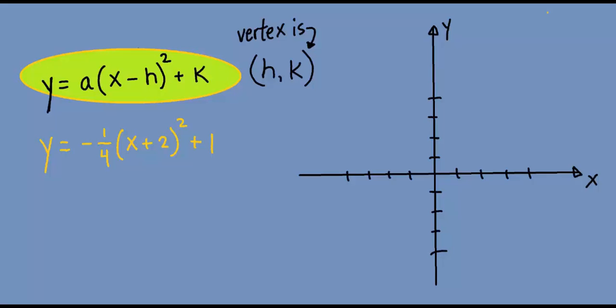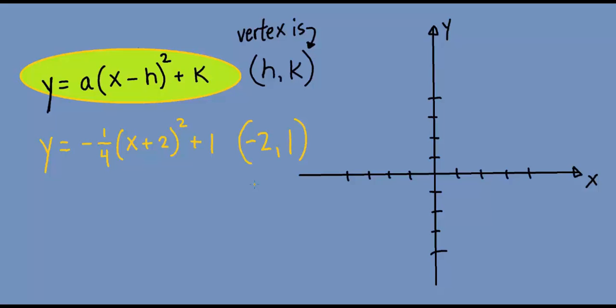First thing we'll do is find the vertex. The shortcut is simply the vertex is this number here for the y coordinate or the k value, and it's the opposite of this number here for the h value or the x coordinate. So it's not +2 that's written, it's -2. That's all there is to it. That's the shortcut of what the vertex is by looking at the equation.